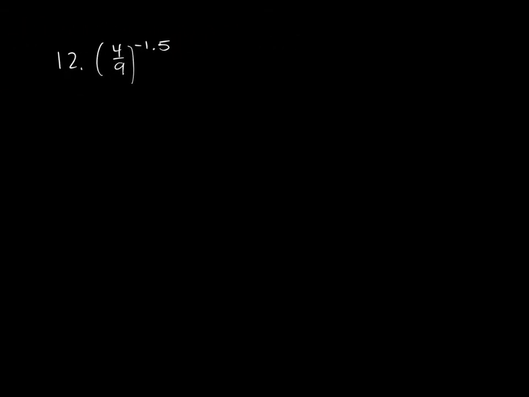Now let's look at 12. We've got 4/9 to the negative 1.5. Now, we want to deal with fractions. We want to deal with ratios rather than decimals. So we're going to rewrite that power as 4/9 to the negative 3/2, because 1.5 is the same thing as 3/2. Okay? So this is the same thing as 4/9 to the negative 3 and then the square root, right? Because this is my root and this is my power.